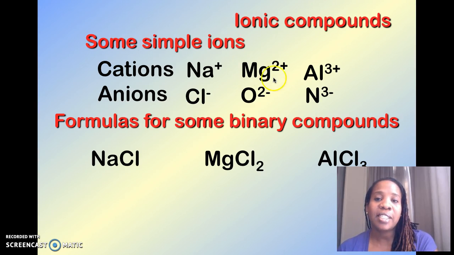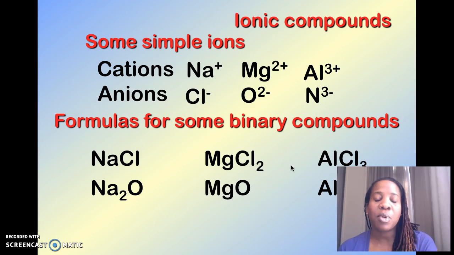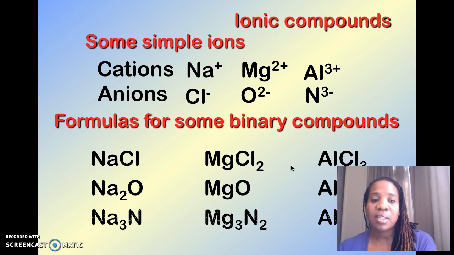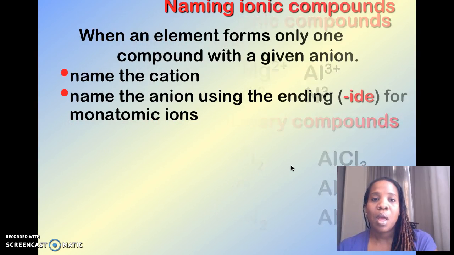If you combine magnesium, which has a charge of +2, with chloride, which has a charge of -1, you will need a subscript of 2 for the chloride. Okay? So just familiarize yourself with different combinations of ions so that you can get as much practice as you can. All right.